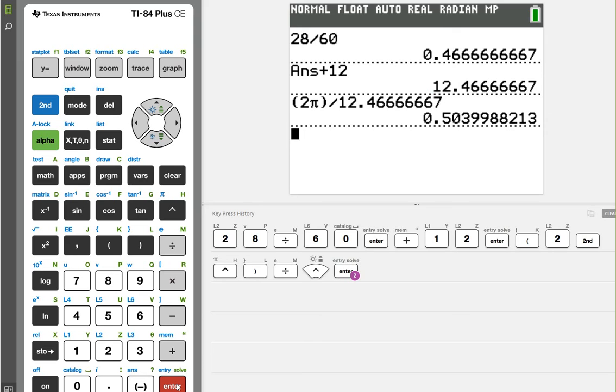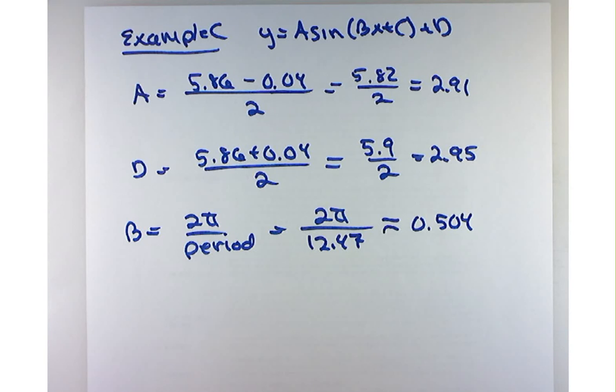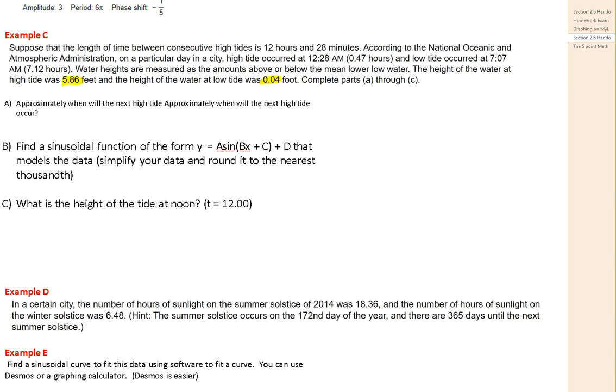So about 0.504. I'll write that as approximately 0.504. That's B. Three down, one to go. All right, let's keep going. What else do we need to know here?